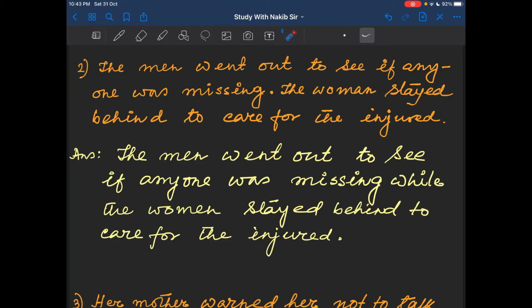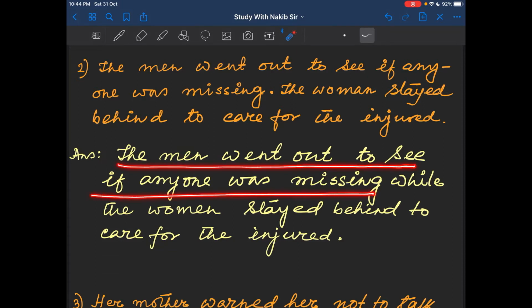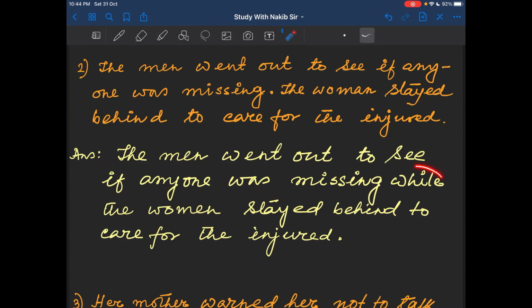So these are called simultaneous works or simultaneous actions. In this situation, while is used, and your combined sentence will be then the men went out to see if anyone was missing, while the women stayed behind to care for the injured.